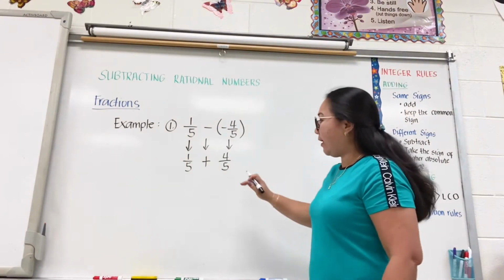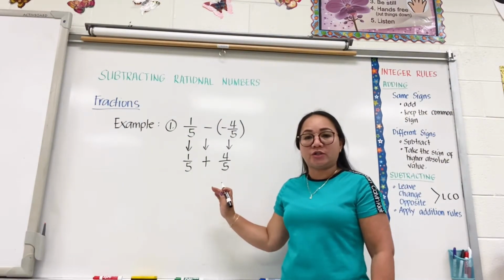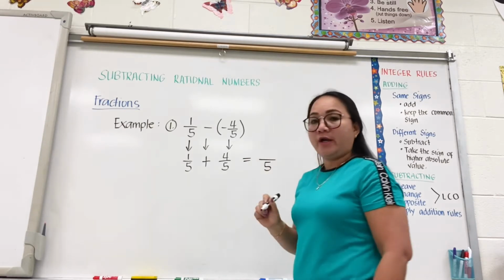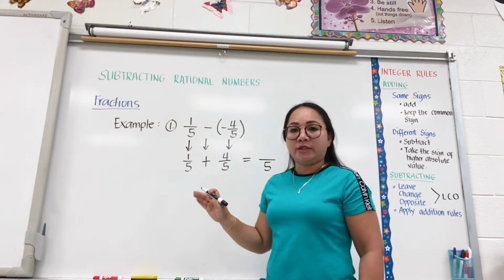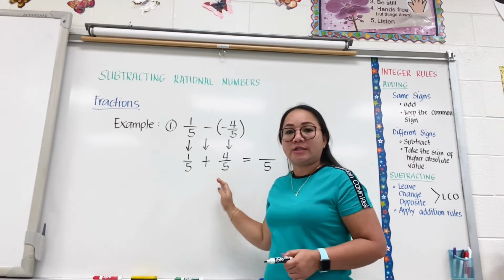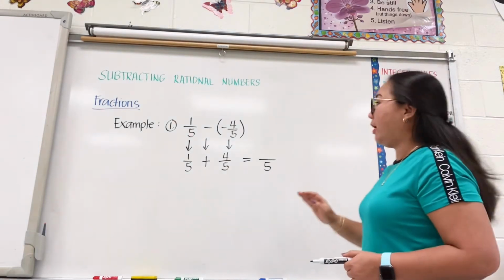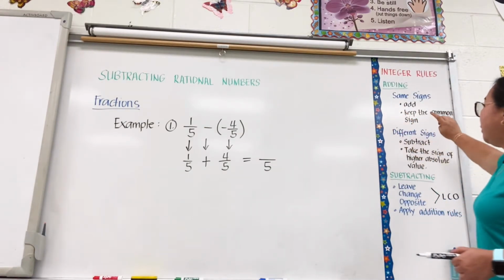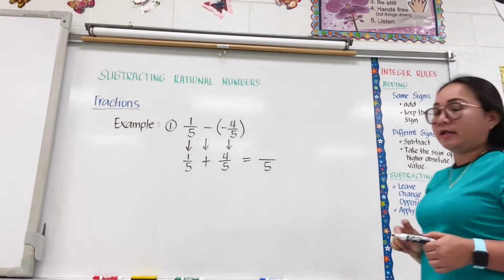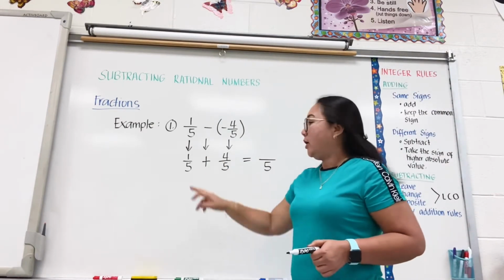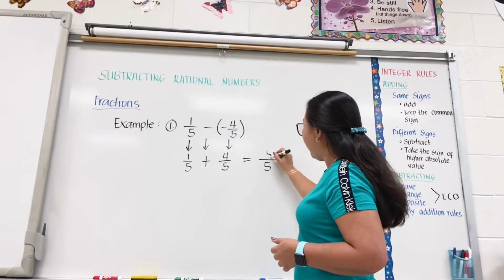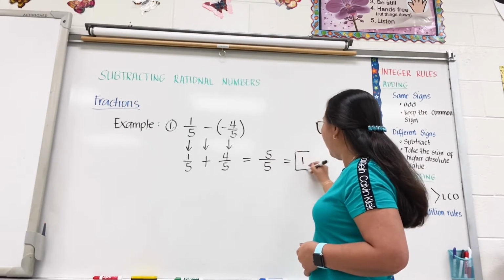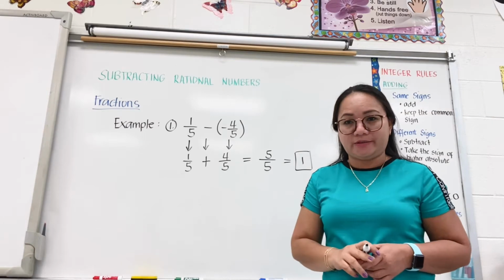You notice that these fractions are like fractions. So you have to keep the denominator, which is 5, and work on the numerators. So as you can see, both fractions are positive. So that means they are the rules for adding integers with the same sign. So what you're going to do is add and keep the common sign. So that means add the numerator. So 1 plus 4 is 5. Simplify this one. 5/5 is equal to 1. So 1 is the final answer.